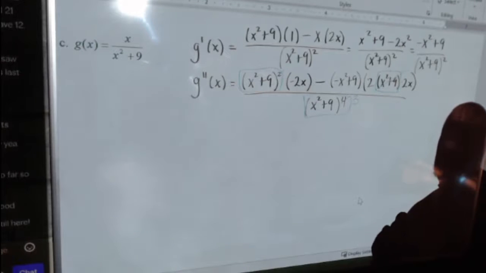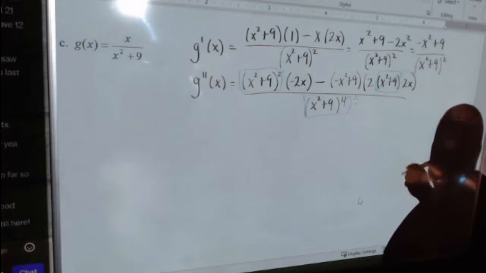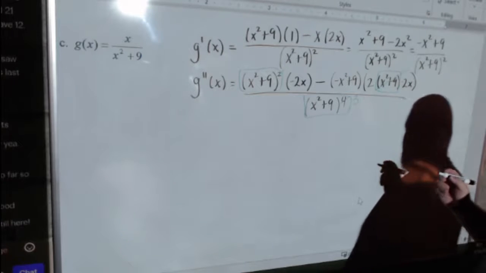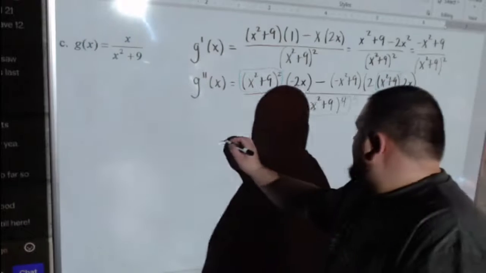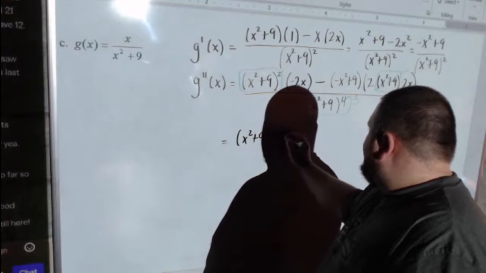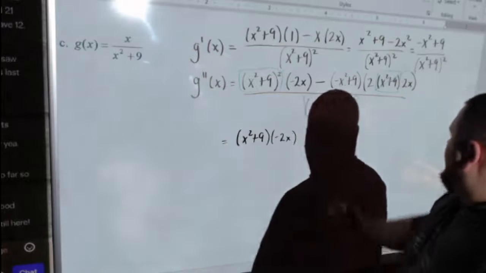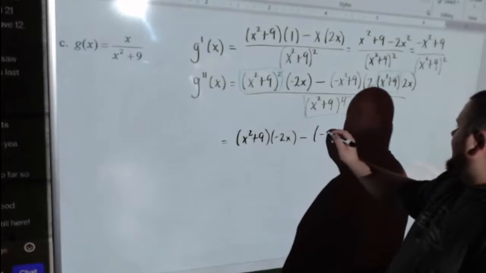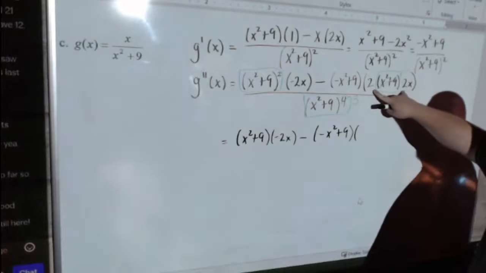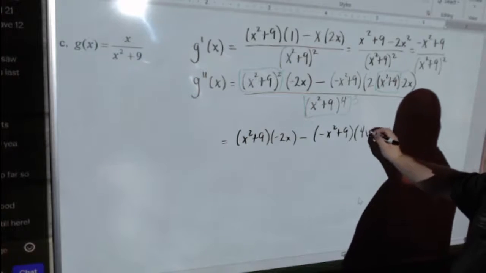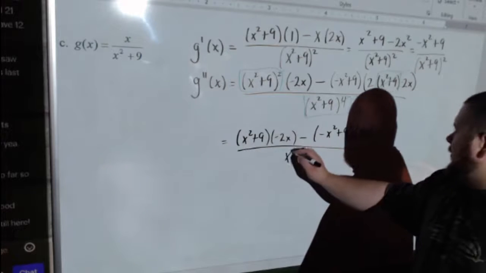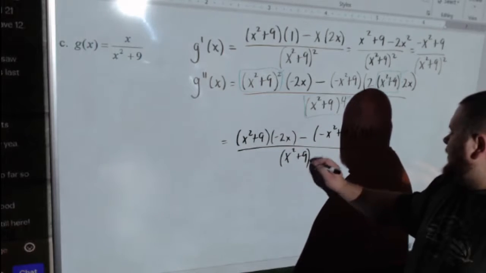So now, left behind, I have x squared plus 9 times negative 2x minus negative x squared plus 9. Now over here I'm going to have a 4x, and then all divided by x squared plus 9 cubed.